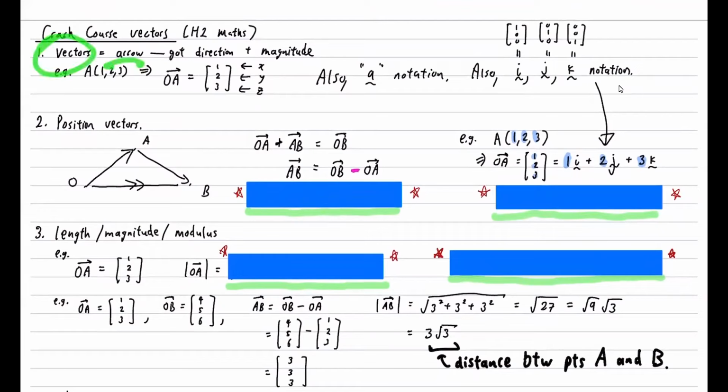Vectors. First thing you need to know is that a vector is just an arrow. It has a direction plus a magnitude. So something like this. It has a length and a direction. Let's say, for example, you have a point A, (1, 2, 3). Then there's this thing called the position vector OA.